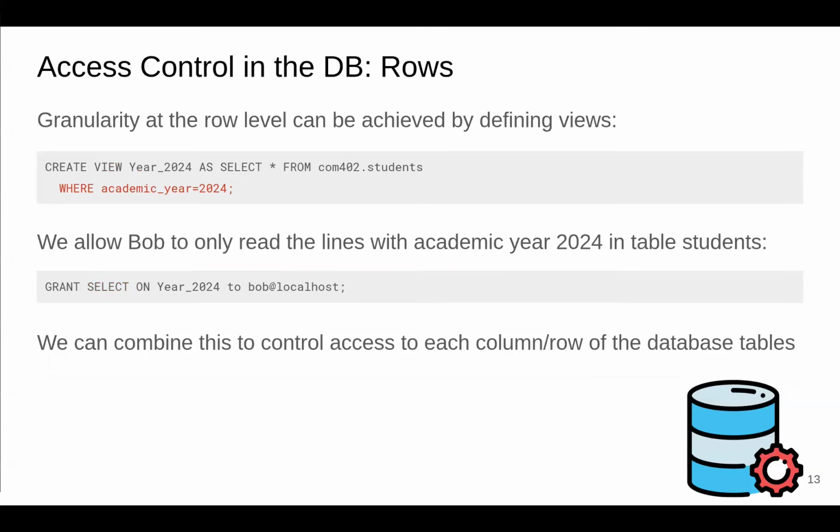If you want to give access at the row level, you can actually define views. So create view. A view is taking a subset of a table where you say year 2024 as select star from COM402.students where academic year equals 2024. And then we allow Bob to only read the lines with academic year 2024. Grant select on year 2024 to Bob at localhost. Right? So we can combine this control to have fine-grained access to each column and row of the database table.